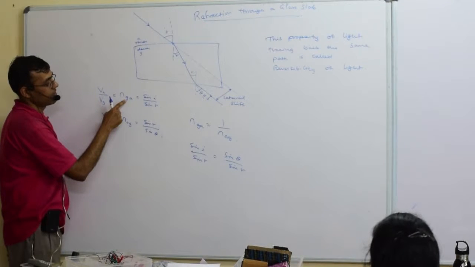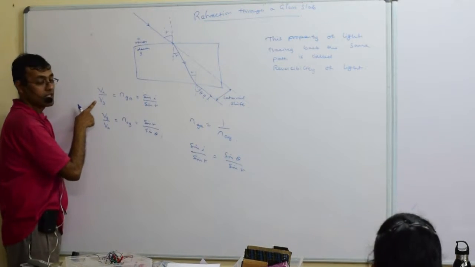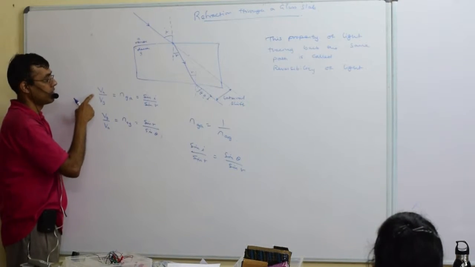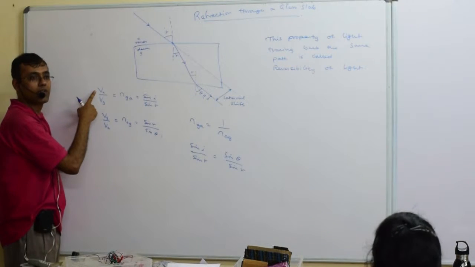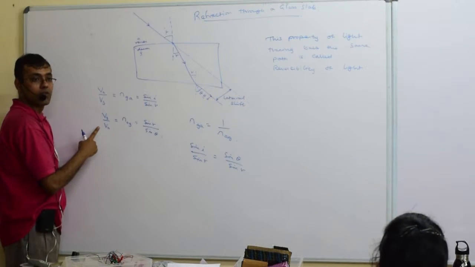So what is the refractive index of glass with respect to air? Velocity in air divided by velocity in glass. So it will be the other way around. It's not Vg by Va, it's Va by Vg. Because Va is something like the speed of light in vacuum, very close, 3 into 10 power 8. This one is the other way around. So Vg by Va.